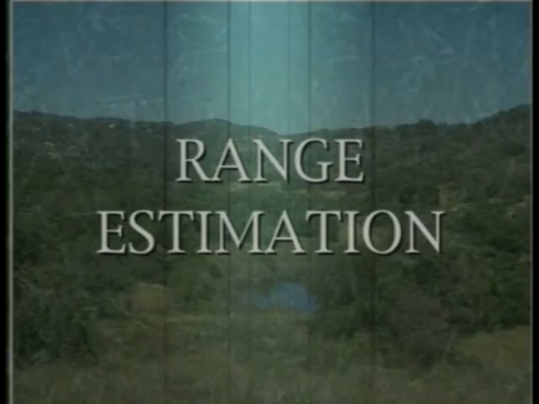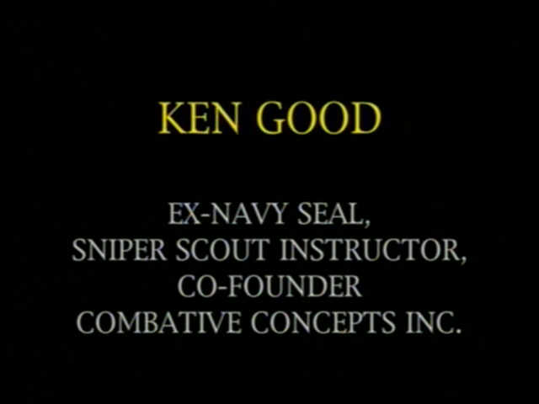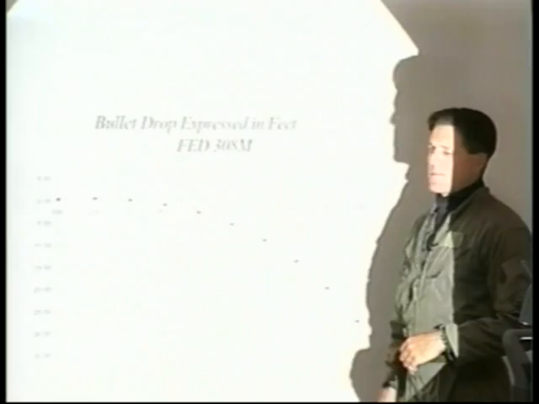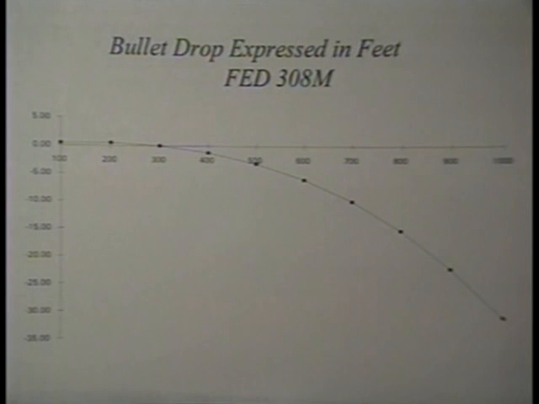All right, the next section we want to talk about is range estimation. Before we talk about that, we want to deal with some of the factors that impact making a good estimation. I have a little chart up here on the .308 match, basically the same cartridge as military shooting, representing the bullet drop. On this diagram, we have a 300-yard zero. That means the trajectory of the bullet impacts point of aim, point of impact at 300 yards, and it just progressively drops off from here. At 1,000 yards, we're looking at about 33 feet of drop.